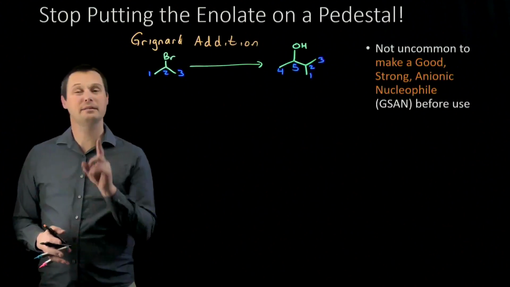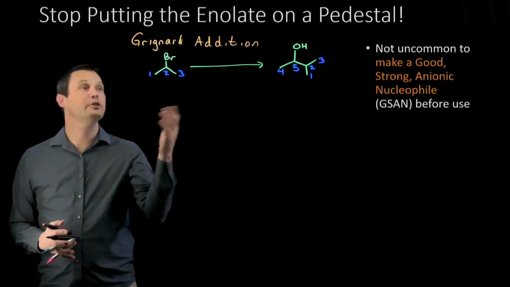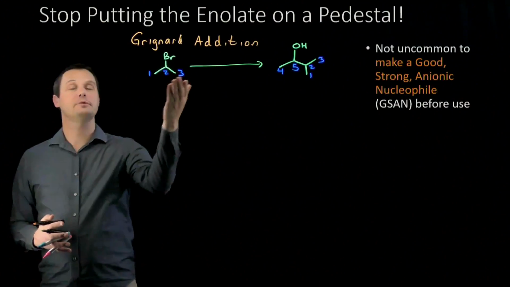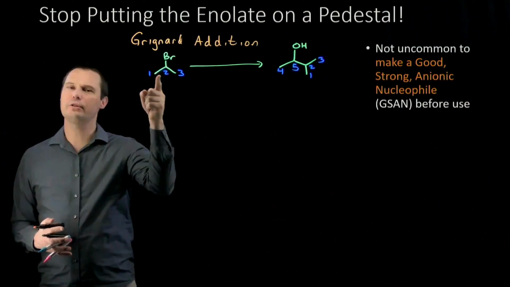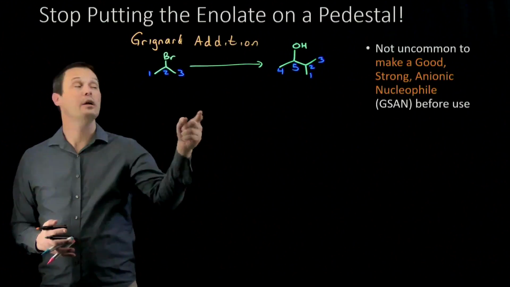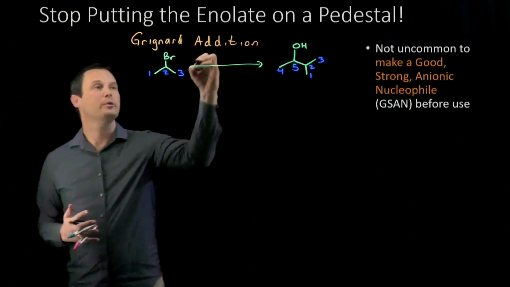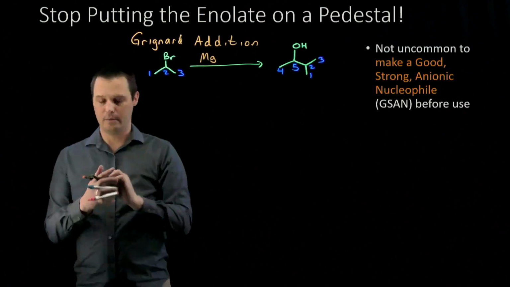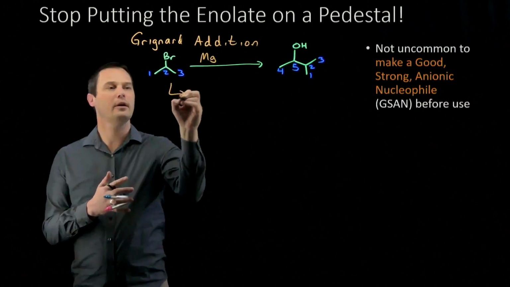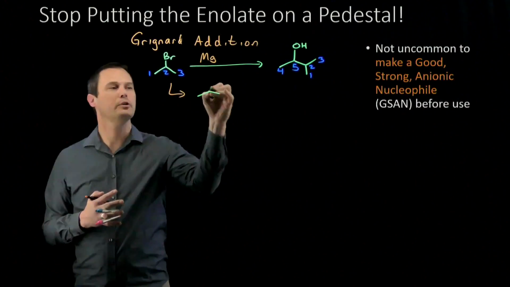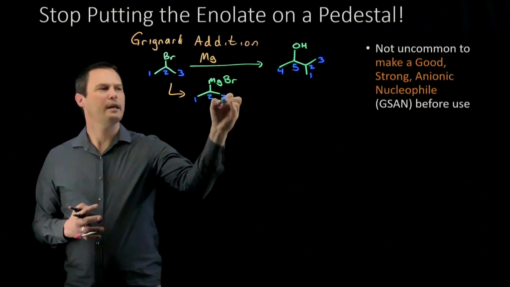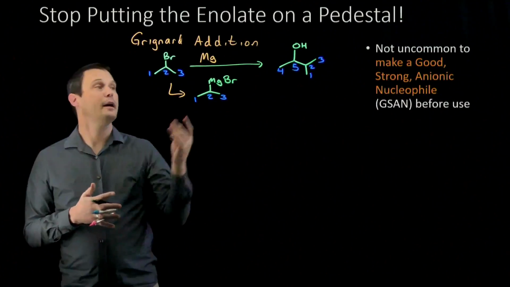Before we talk about enolates, let's look at one more example, the Grignard addition. When I want to do a Grignard addition and I'm starting with an alkyl halide, I need to turn the alkyl halide into a nucleophile so I can do the reaction that I want to do. The way we do that is we add elemental magnesium. The elemental magnesium turns the alkyl halide into the corresponding Grignard reagent. And once I've made that Grignard reagent, I can use it as a nucleophile in this reaction.